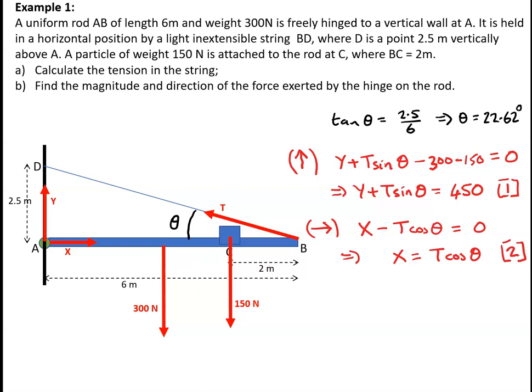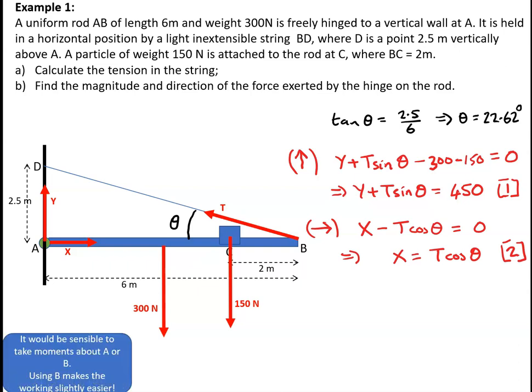And now, having resolved in two directions, I need to take moments about 1 point. The sensible points to take moments about are A or B. Using B makes life slightly easier because T has no moment about B. X has no moment about B, and then the forces Y, the 300 and the 150 are very easy to do the moments for. So we're going to take moments about the point B.